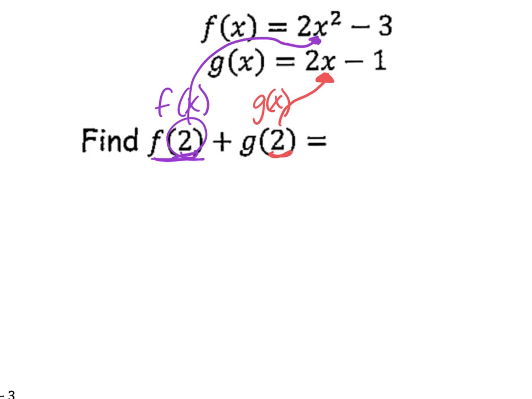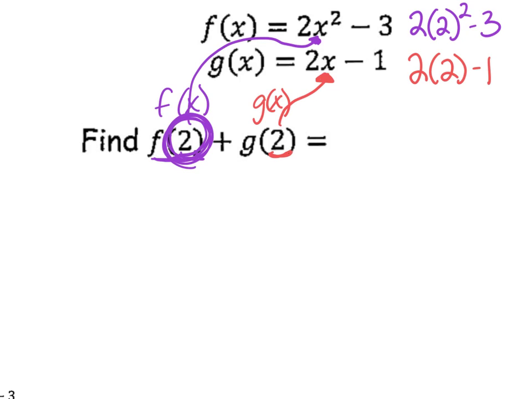So let's write what we're supposed to write first. Purple, plug it in, this 2 right here, squared minus 3. And then the red is going to be 2x, instead of x put 2, minus 1. So purple plus red is basically what we're doing.